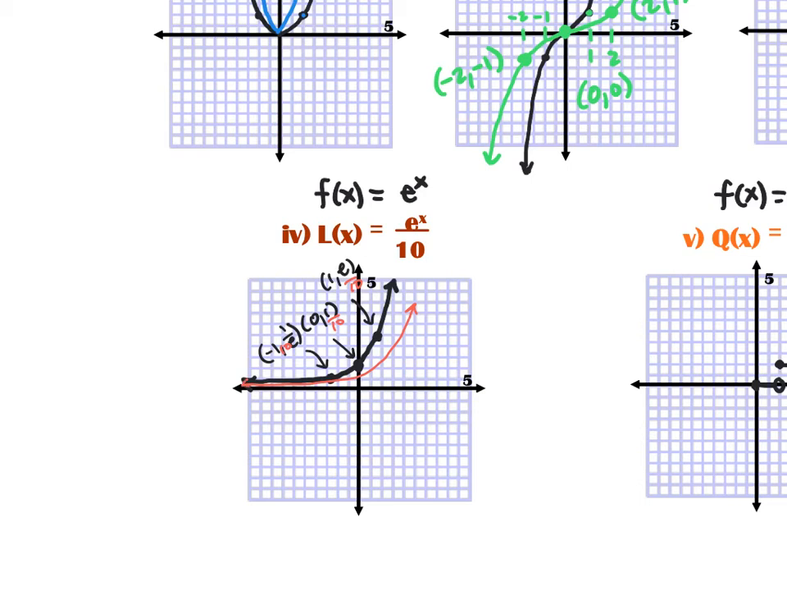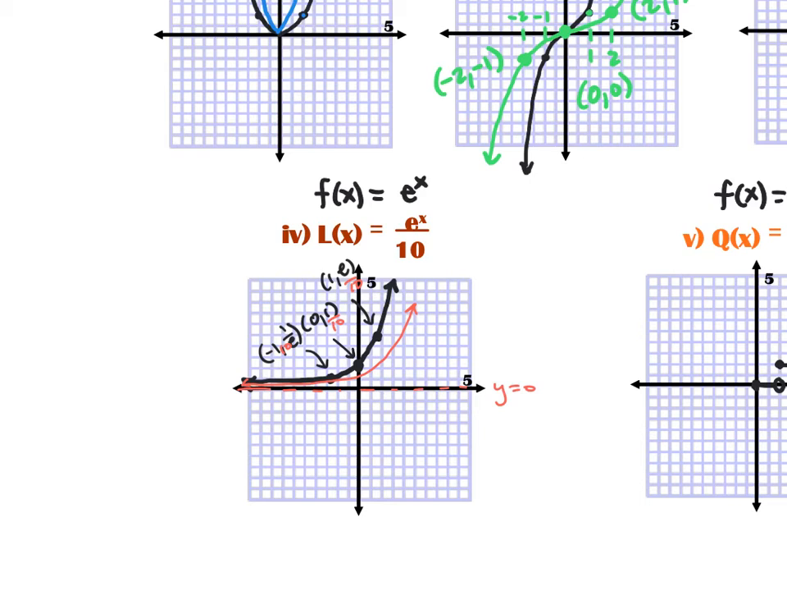I would likely not have you graph this for accuracy, but just to know that you see that it's going to be much closer to its horizontal asymptote here at y equals 0, and it's going to maintain a distorted version of e to the x.